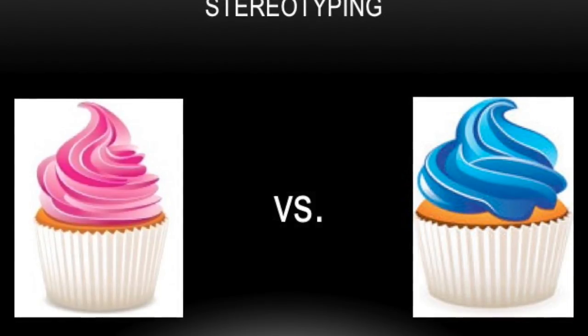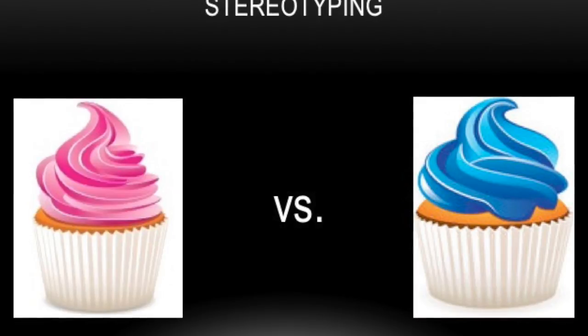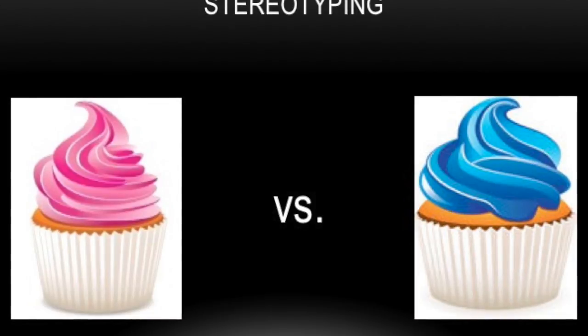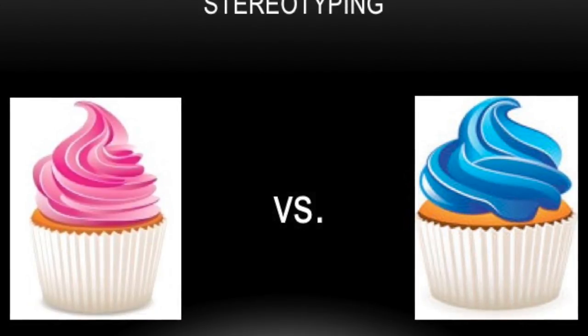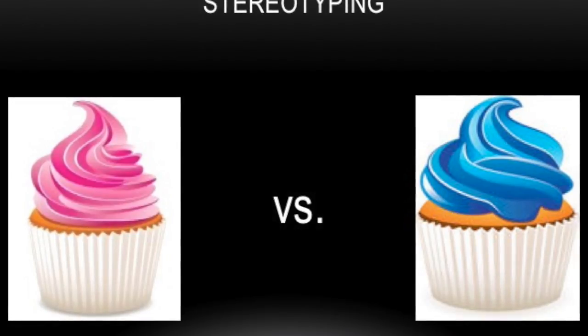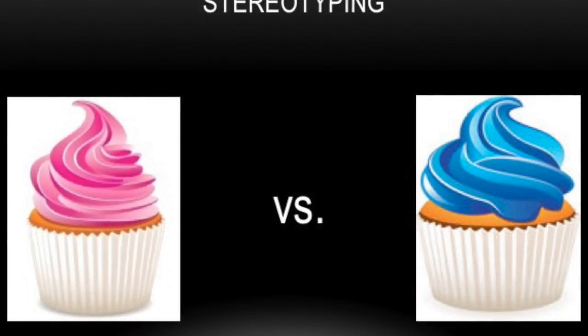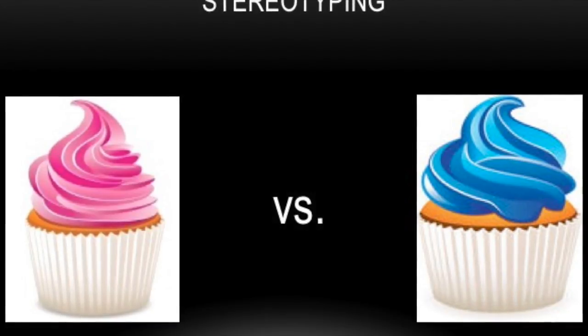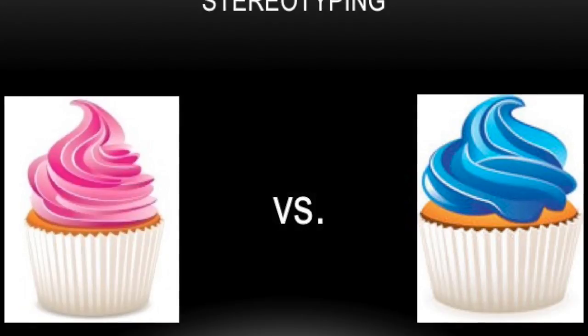Well, crestfallen, she responded, but I want this one. Blue is my favorite color. I responded, but you're a girl. You get the pink cupcake. Pink is a girl color and blue is a boy color. Everyone knows that. Again, the explosions erupted, and I got a glare from that girl that could have melted the frosting right off that cake no matter what color it was. At this point, I could tell that they were beginning to understand what it meant to stereotype.